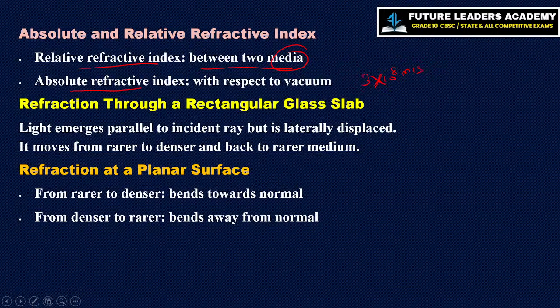So this is the vacuum. This will take place in the rarer medium and denser medium, so any of the two media. Now refraction through a rectangular glass slab.